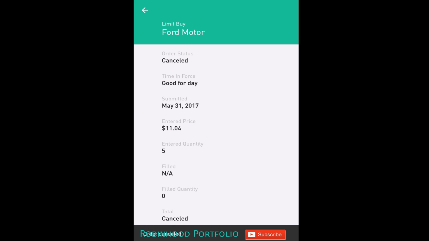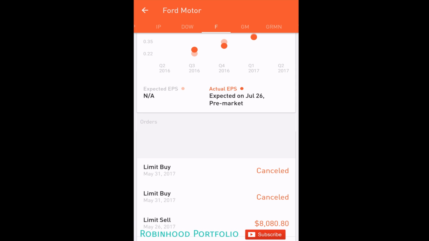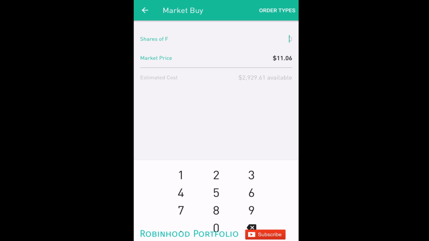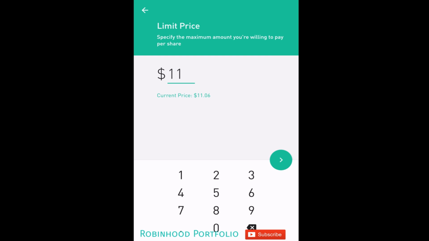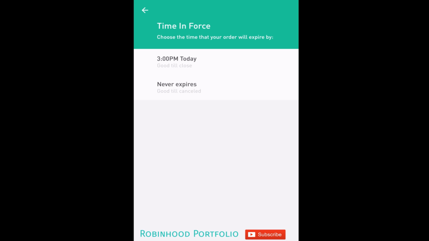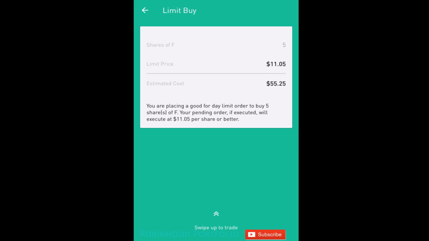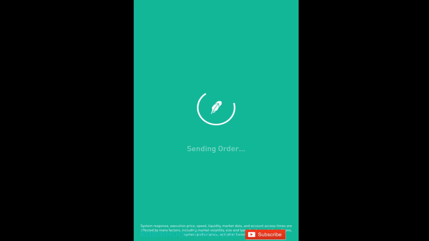Let's put a little bit more aggressive or less aggressive order in actually for the limit buy, just because I want to have this executed here. Let's go buy again. Up on the top right, limit buy. Let's do 11.05, 3 p.m. today. Let's do the 5 shares. You can see their estimated cost $55.25.